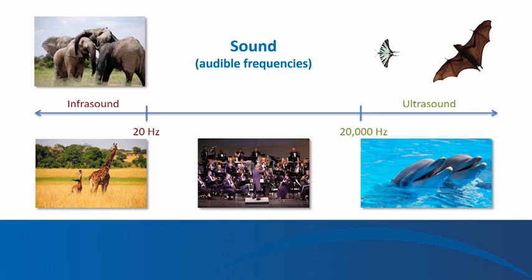So 20 hertz to 20,000 hertz, this is what we humans hear. And sounds with a frequency of less than 20 hertz are called infrasound, and animals like elephants and giraffes use infrasound to communicate among themselves. And sounds more than 20,000 hertz are called ultrasound, and bats use ultrasound to find their prey, and dolphins use it to communicate among themselves.